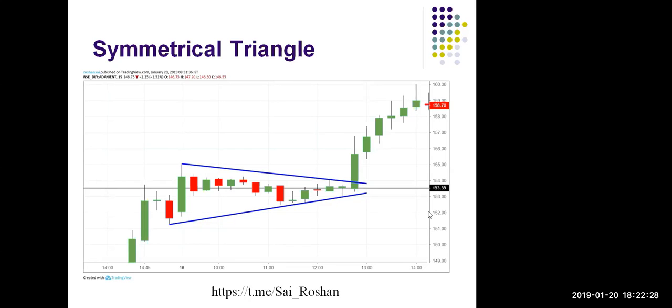But here it gave me much more. It went and touched 160 almost. It gave me almost 6.5 points. So if it gives you 3.5, that should be enough. You don't expect much from this pattern. That is what it means. So that's a symmetrical triangle. Bilateral pattern, breakout or breakdown, anything can happen.